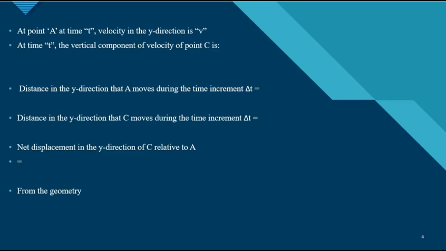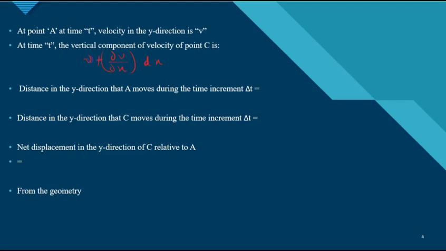v plus ∂v/∂x, correct? So at time t, from the diagram, can we write it as v plus ∂v/∂x into dx. So this is my velocity at point C, but at time t. Now what is happening in y direction as it moves from time t to delta t? Correct? We have to note that.